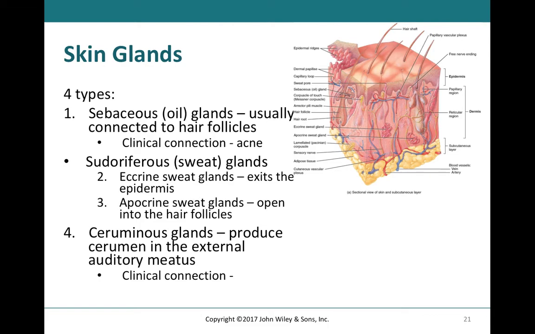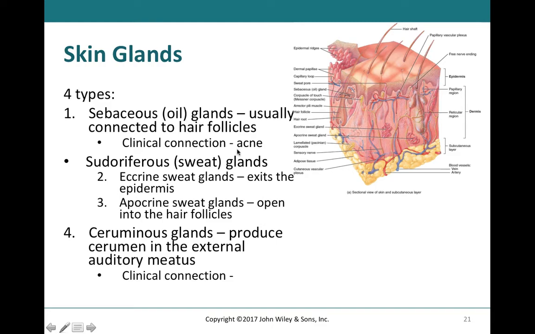The sudoriferous glands, or your sweat glands, we divide those into the eccrine and the apocrine. So the eccrine sweat glands, they have an extensive distribution, so there are many more of them throughout the body, and their ducts are going to terminate at pores at the surface of the epidermis. So they're at the surface of the epidermis so that they can exit. So E for epidermis, E for exit, the eccrine sweat glands.